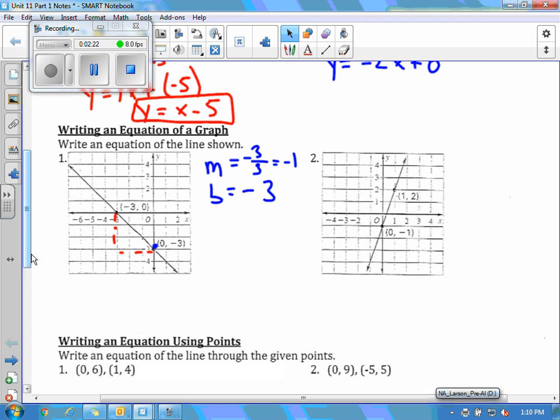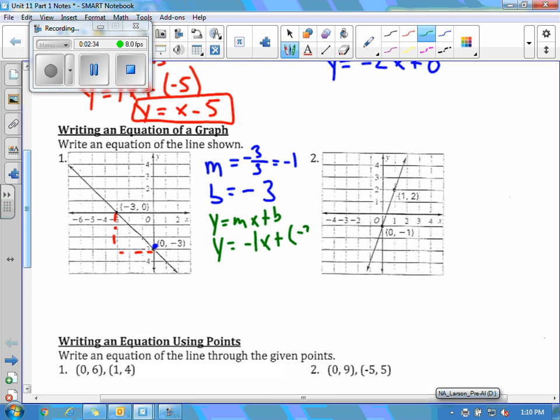So now I need to put this into y equals mx plus b form. I'm going to replace the m with -1 and the b with -3. Now, as I showed you earlier, I can drop off the 1. I'll just have -x minus 3.